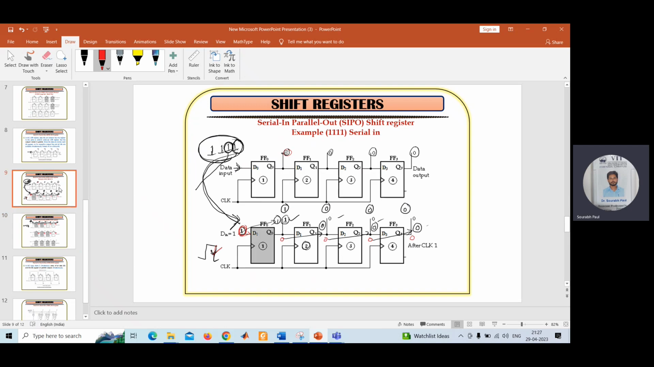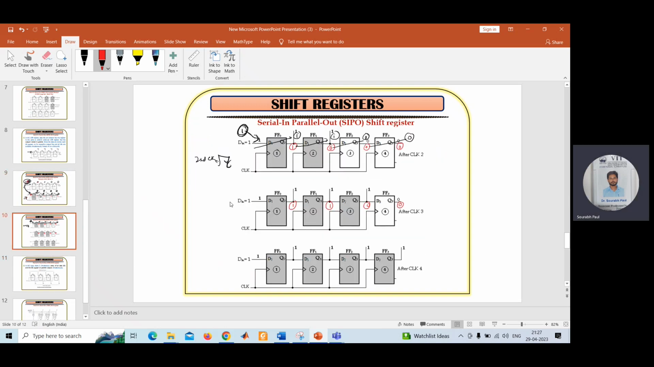Now I need to input the third one. So I am inputting the third one here and I am applying the third clock for the third time. Okay. So what will happen as you have inputted 1, you will get 1 here.